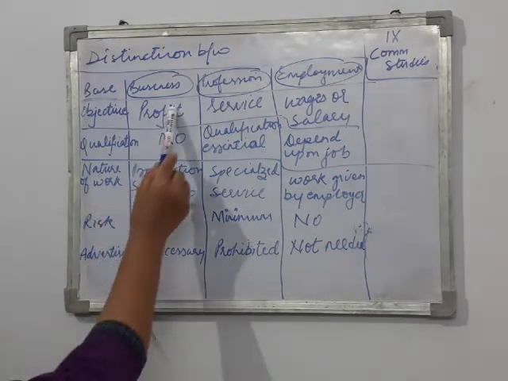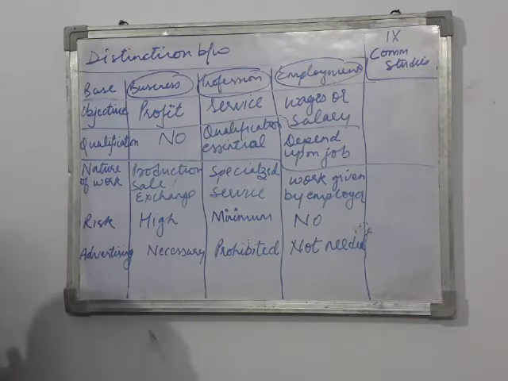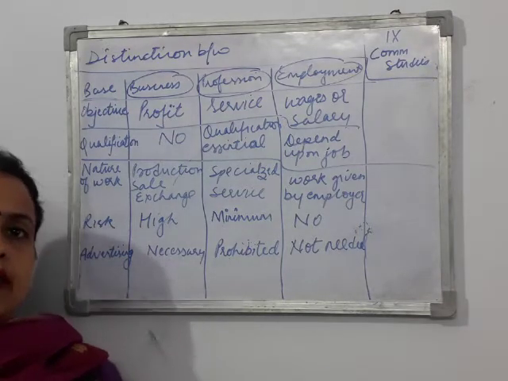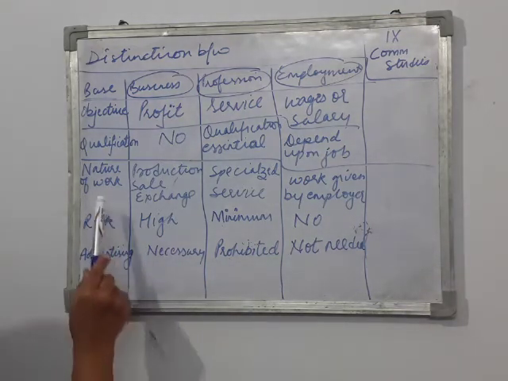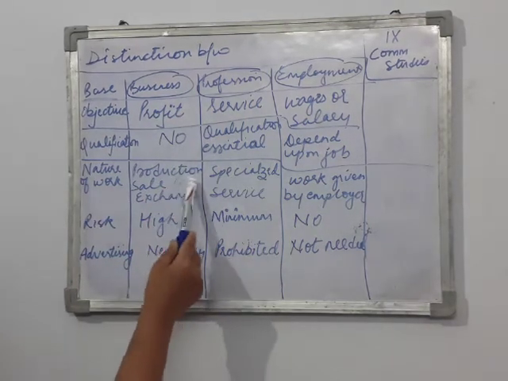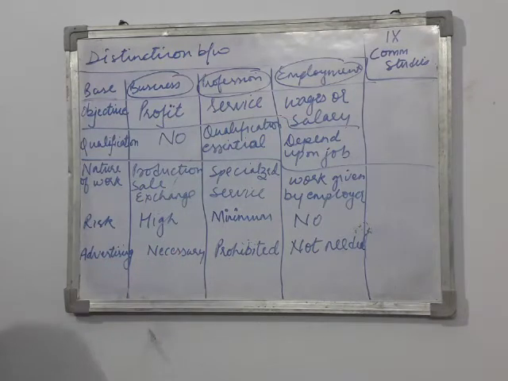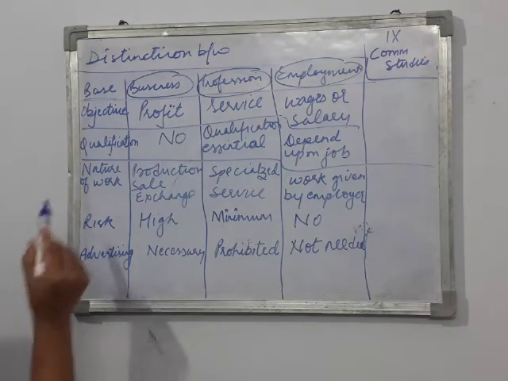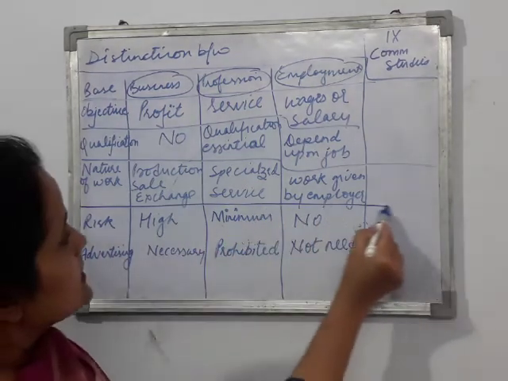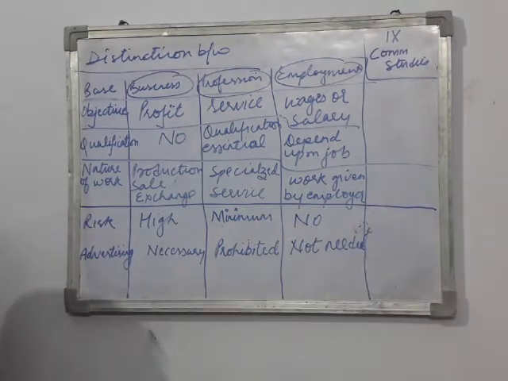Another base for the difference between these three is nature of work. Nature of work means किस तरह का काम करना पड़ता है. तो हम देखेंगे कि बिजनेस के तौर पे, बिजनेस में या डिफरेंसेस में हम किस तरह का काम करते हैं. नेचर ऑफ वर्क, बिजनेस में प्रोडक्शन, सेल और एक्सचेंज किया जाता है, वेयर एज प्रोफेशन में स्पेशलाइज सर्विसेज दी जाती हैं. कोई स्पेशलाइज सर्विस कुछ भी हो सकती है. This specialized service could be of a lawyer, of a doctor, of a dentist, of anything.